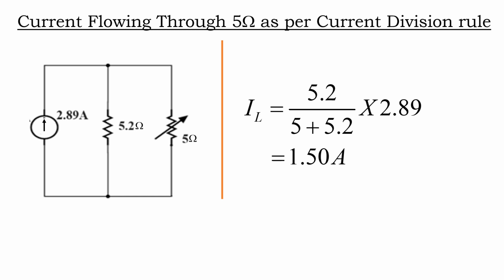Now we want the current in the load IL, that is 5 ohms. So, apply the current division rule. What is the current division rule? Opposite resistance divided by sum of the resistances into total current. So, here the opposite resistance for 5 ohms is 5.2, divided by the sum of the resistances 5 plus 5.2, into total current 2.89. So, we got 1.5.